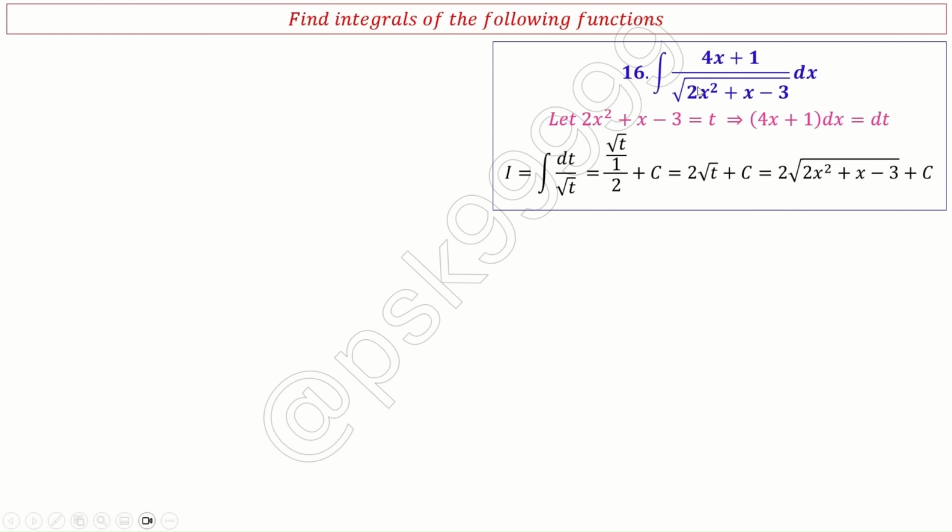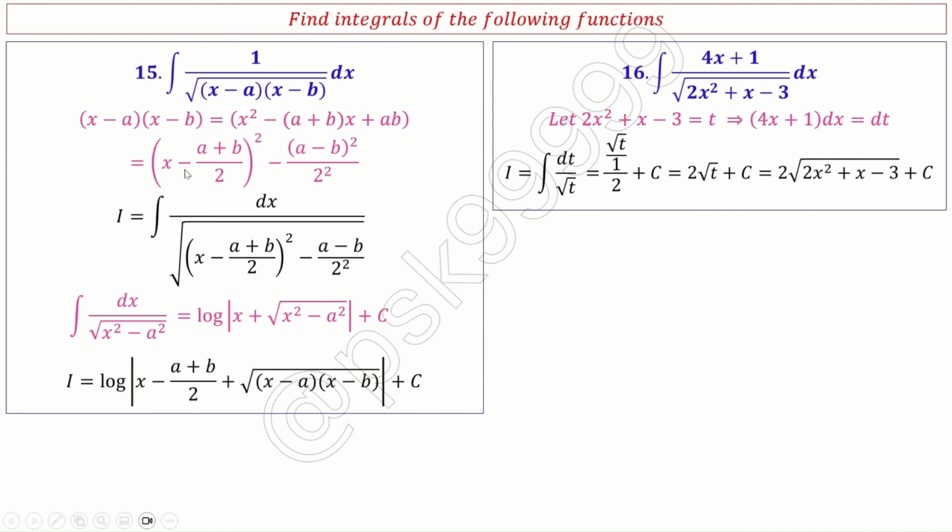Integration of (4x + 1) divided by the square root of 2x² + x − 3. This is straightforward. If I take 2x² + x − 3 as t, then (4x + 1) dx is dt. So this integration is nothing but the integration of dt by square root of t. So the answer is 2 square root of t plus c, which is here.